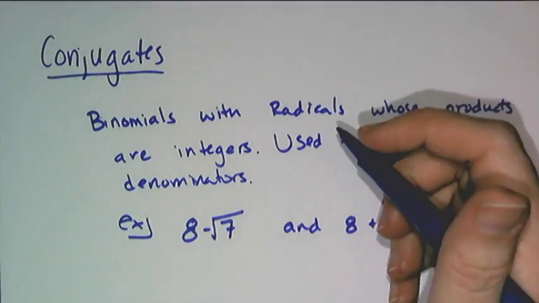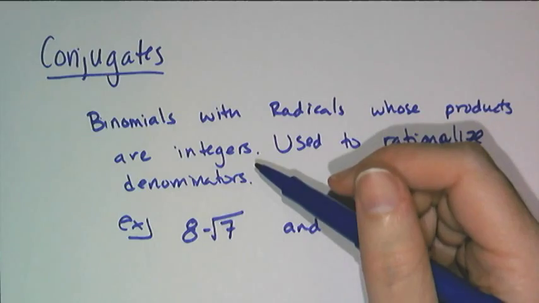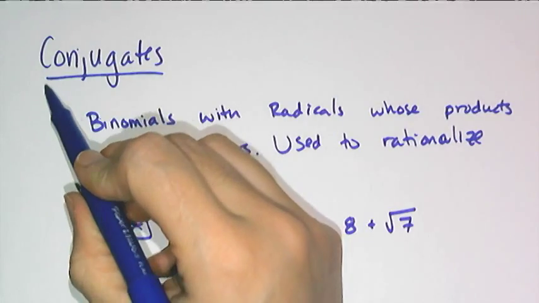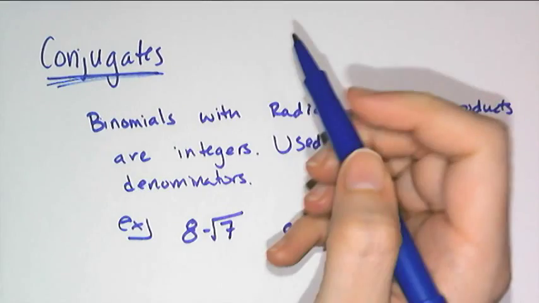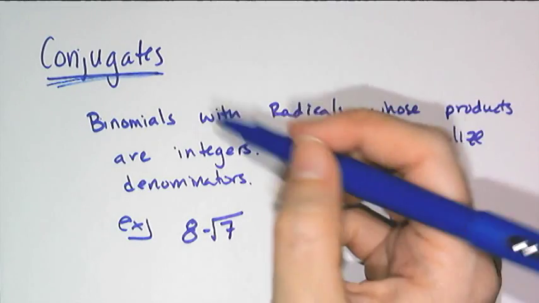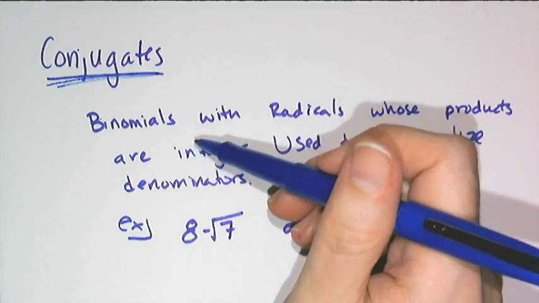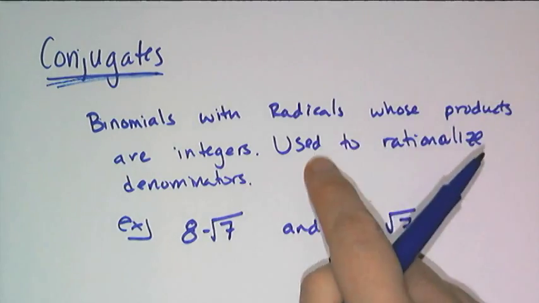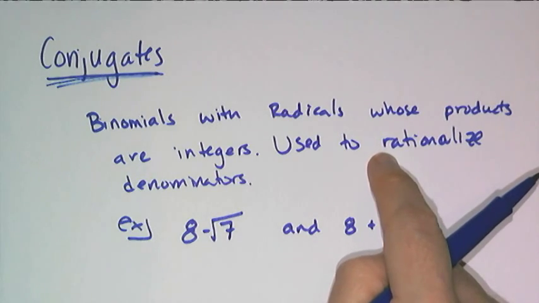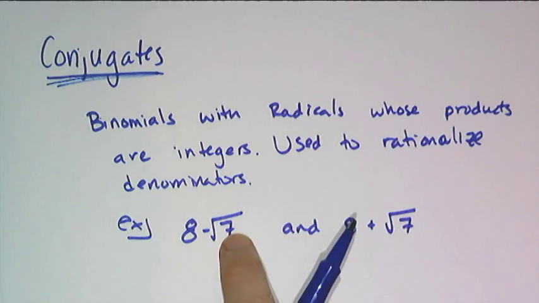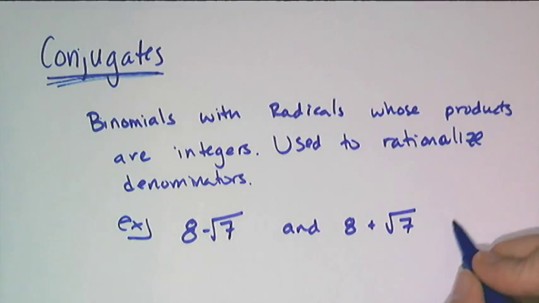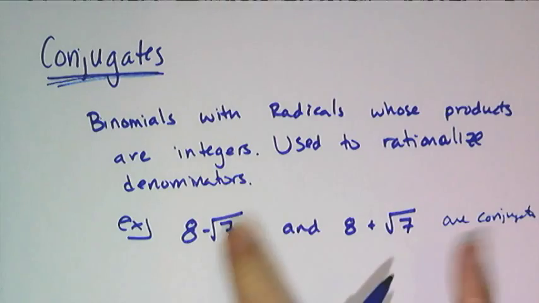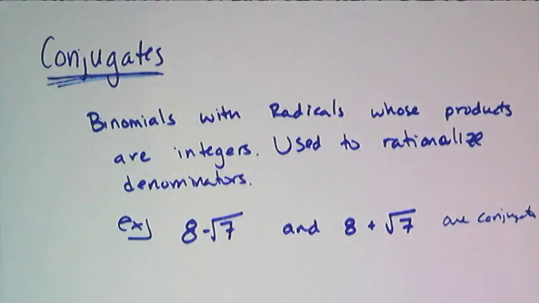Now, one important thing that we have to talk about when it comes to complex numbers and, well, numbers in general, are these things called conjugates, okay? And in Algebra 2, we look at conjugates as being binomials with radicals whose products are integers, and they're used to rationalize denominators. So 8 minus the square root of 7 and 8 plus the square root of 7 are conjugates, because when you multiply the two of those together, you're going to get an integer.